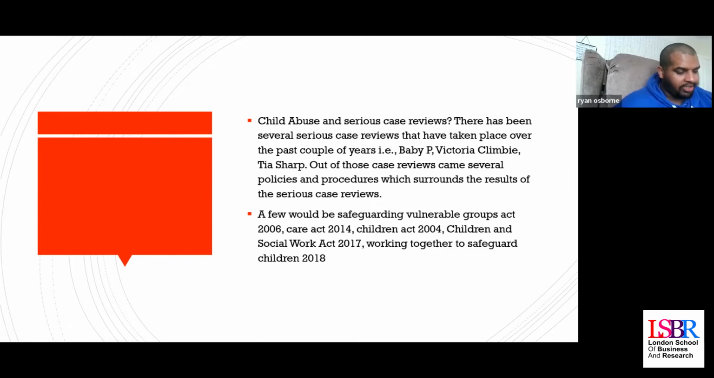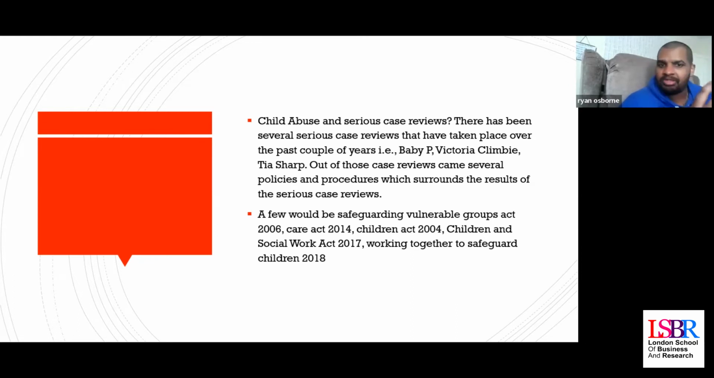The reason why that was brought into play is because of the Victoria Climbié inquiry. There was a report by Lord Laming, and in his report he said that everybody who is working with a particular child has a duty to report any maltreatment or anything they have spotted to the relevant parties.